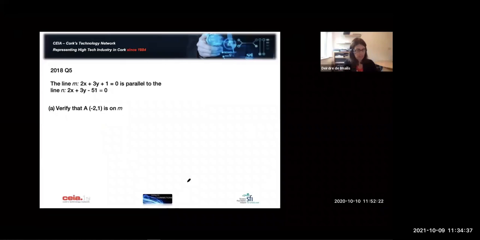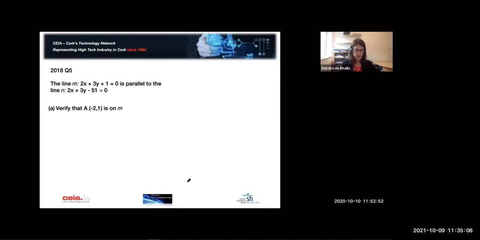2018, then question 5. They're telling us that the line M, which is 2x plus 3y plus 1 equals 0, is parallel to the line N, which is 2x plus 3y minus 51 equals 0. And it's saying verify that the point A, which is minus 2 and 1, is on M.